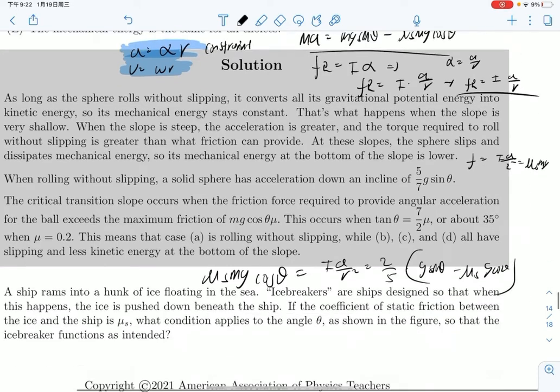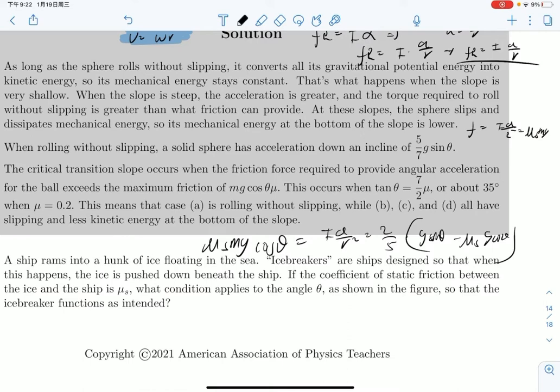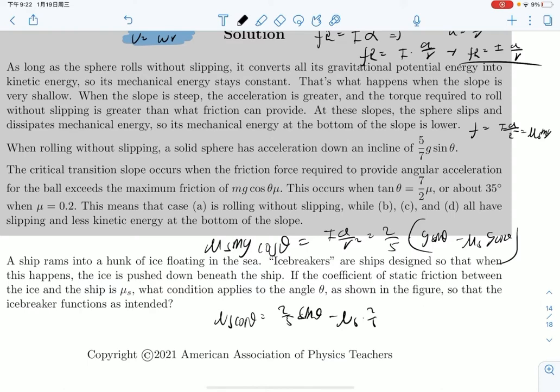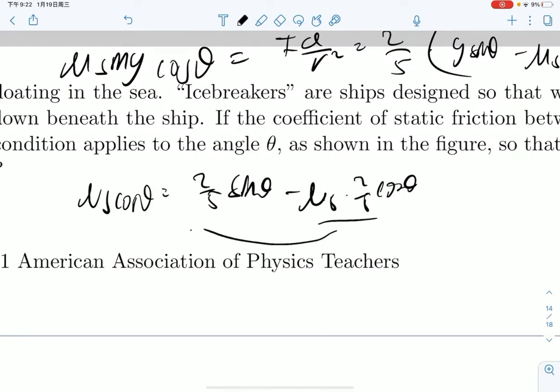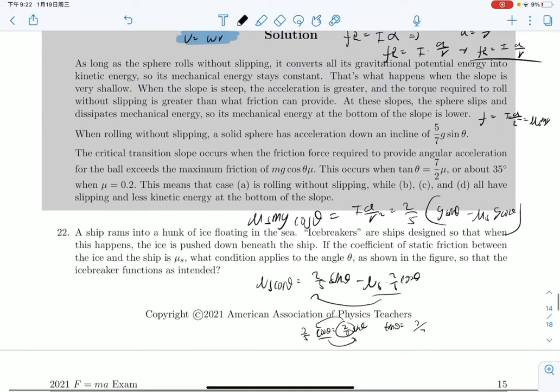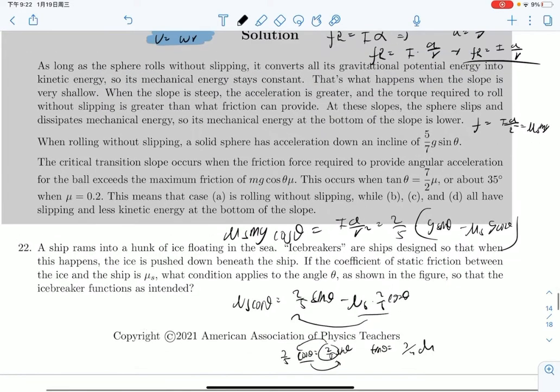And you can get mu s cosine theta is equal to 2/5 sine theta minus mu s times 2/5 cosine theta. And move that term to that side, you will have 7/5 cosine theta is equal to 2/5 sine theta. And move cosine to that side and this to that side, you will have tangent theta is equal to 7 divided by 2 times mu. So theta is about 35 degrees.